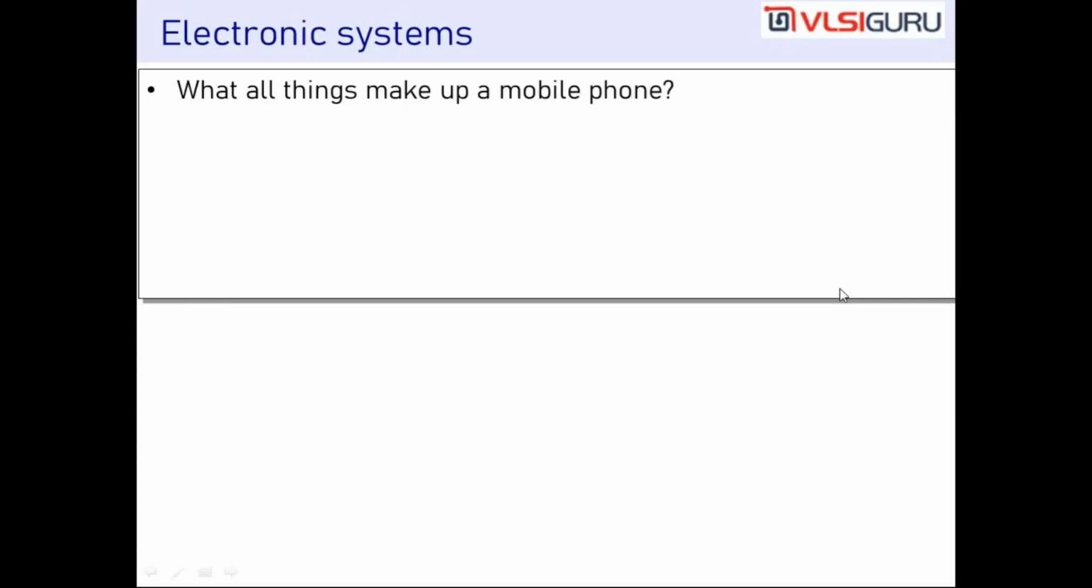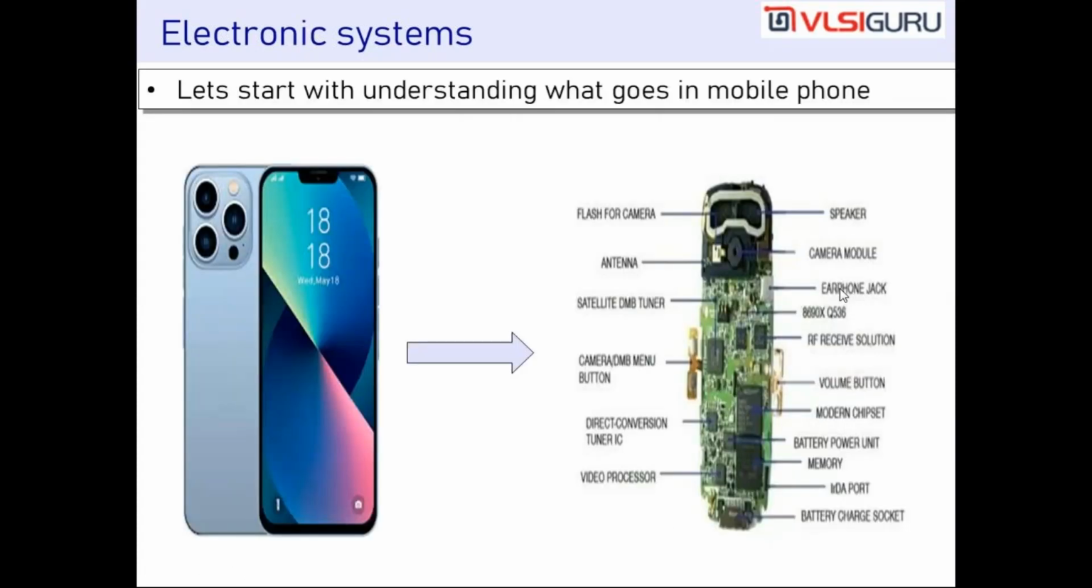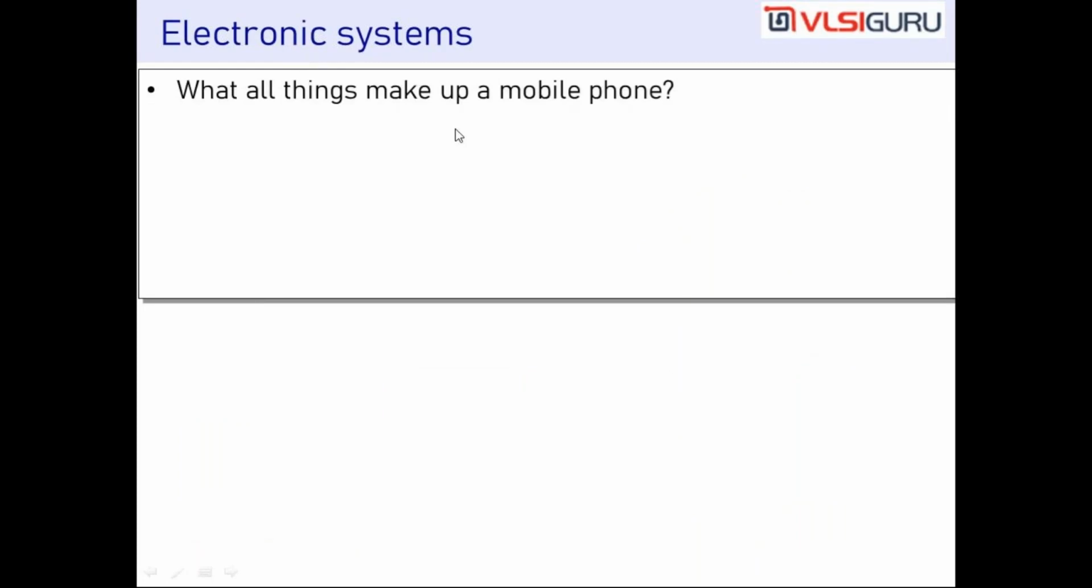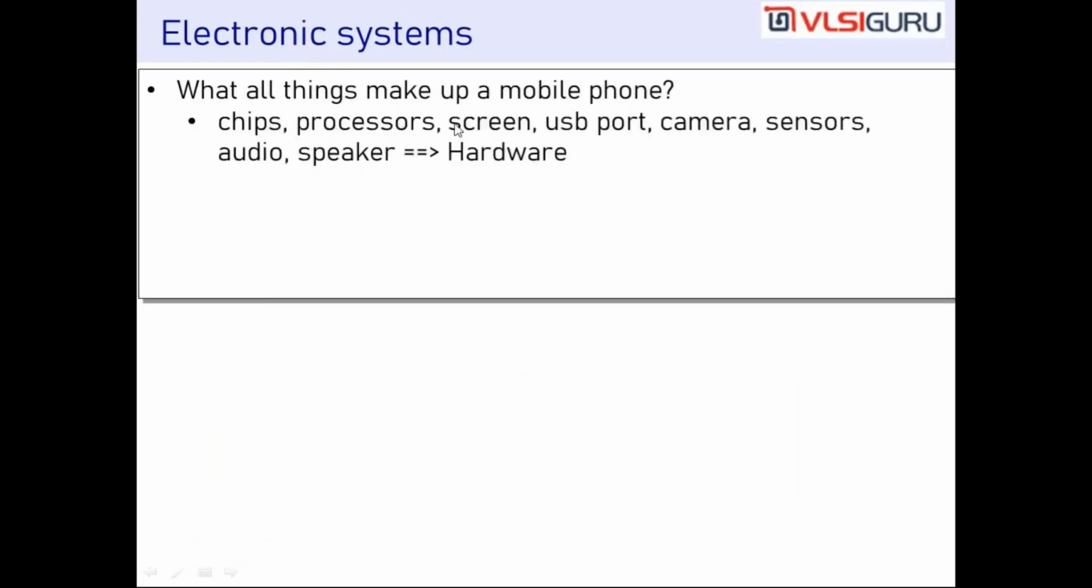If I just give you this mobile hardware, will it work without anything? It won't work, right? Without an operating system, without the drivers, will it work? No, it requires everything. That is what makes up the electronic system. So what all things make up a mobile phone? At the very first level, chips, processors, screen, USB port, camera, sensors, audio, speaker. We collectively call all of them hardware.